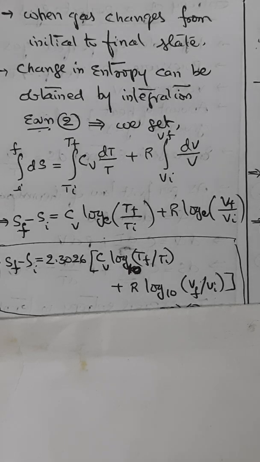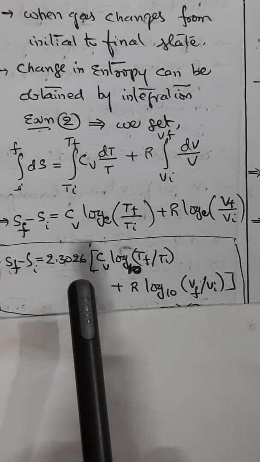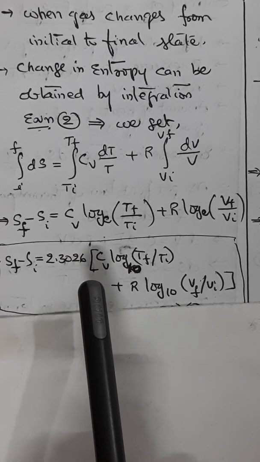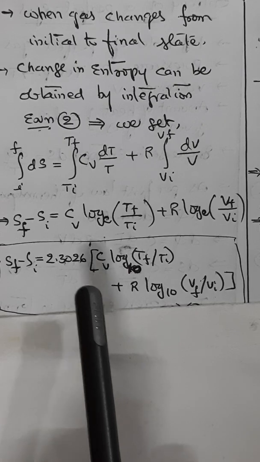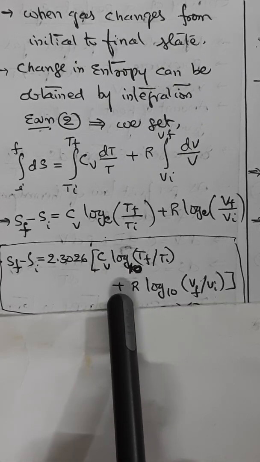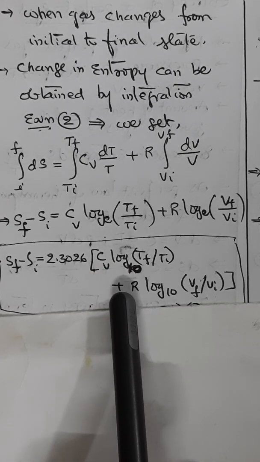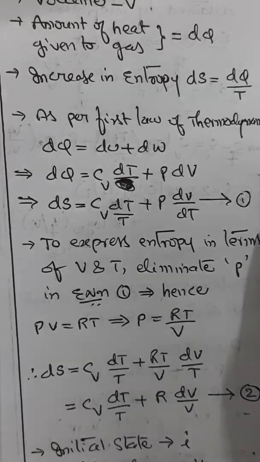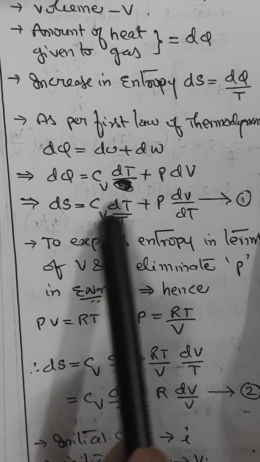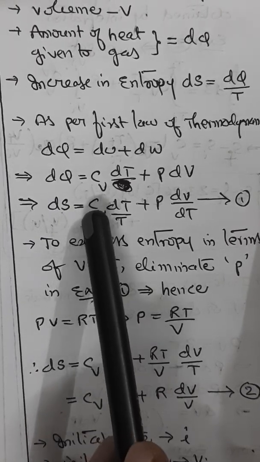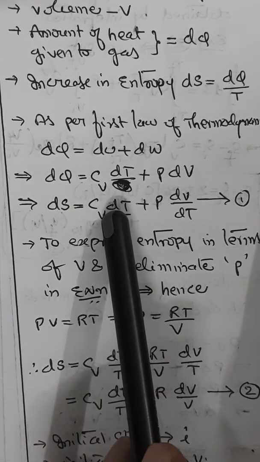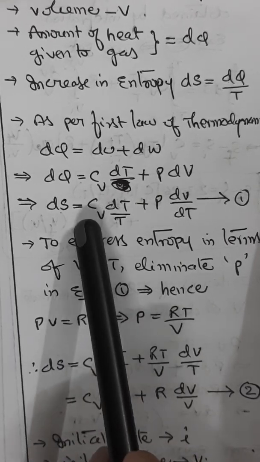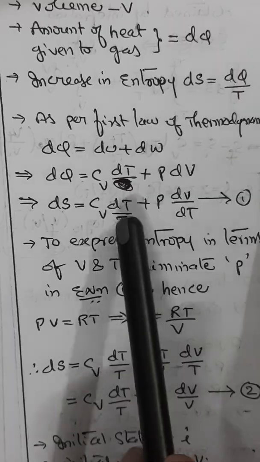Now, if you want to express entropy in terms of temperature and pressure, we can do it using the first equation, by eliminating V or dV from this equation. We can then express the entropy in terms of temperature and pressure. Let us see how we do this.